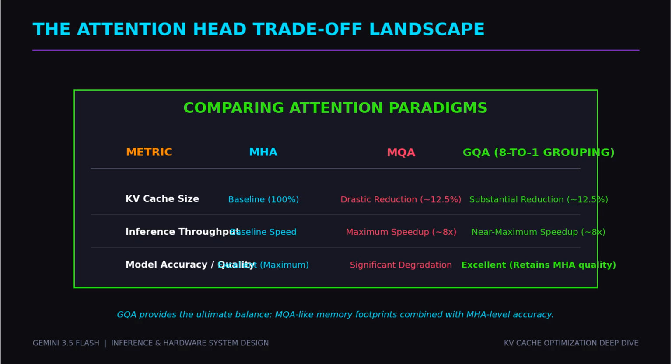GQA partitions query heads into groups, with each group sharing a single key and value head. For instance, an 8-to-1 ratio allows GQA to achieve almost the same speed and memory savings as MQA, while fully maintaining the high quality and accuracy of multi-head attention.